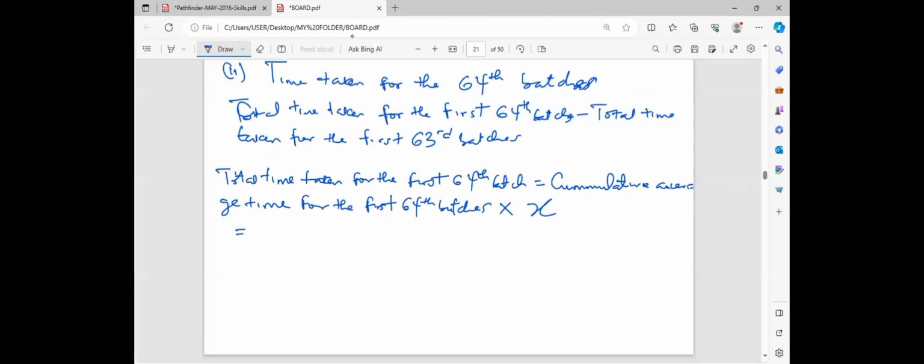In essence, what did we get as the cumulative average time for the first 64 batches? 566 hours. Am I right? Yes, sir. So 566 hours times 64. Please calculate. 36,224. Is that right?